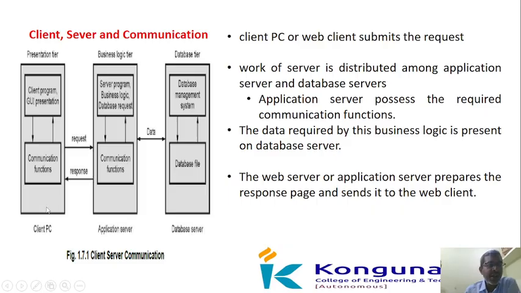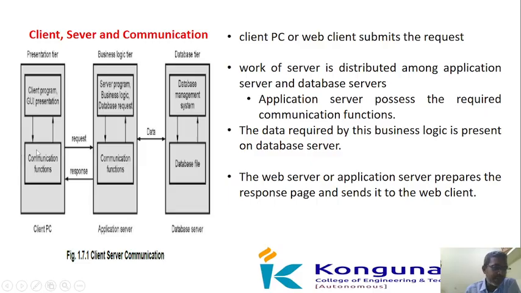Whenever the client makes a request to the server, it may go to the application server or the database server. If the data is present in the application server, you can retrieve it directly from the server to the client. If the data is available in the database server, the request is processed from the client PC and goes through the application server. The data is present in the database server, and once the data is fetched, it is returned to the application server, and the response is sent back. This is a simple client server communication.